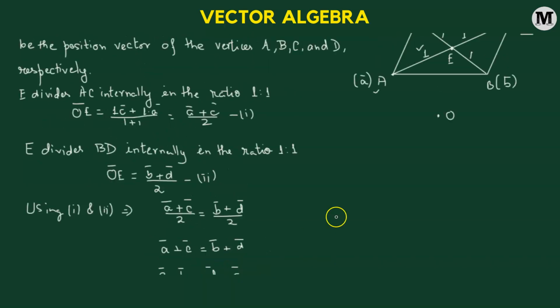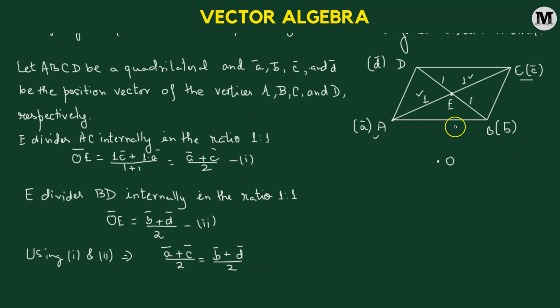We have BA vector equals to CD vector. So BA vector means it's a vector going from B towards A. This is equal to the CD vector, going from C to D. As we can see here, BA vector equals CD vector.